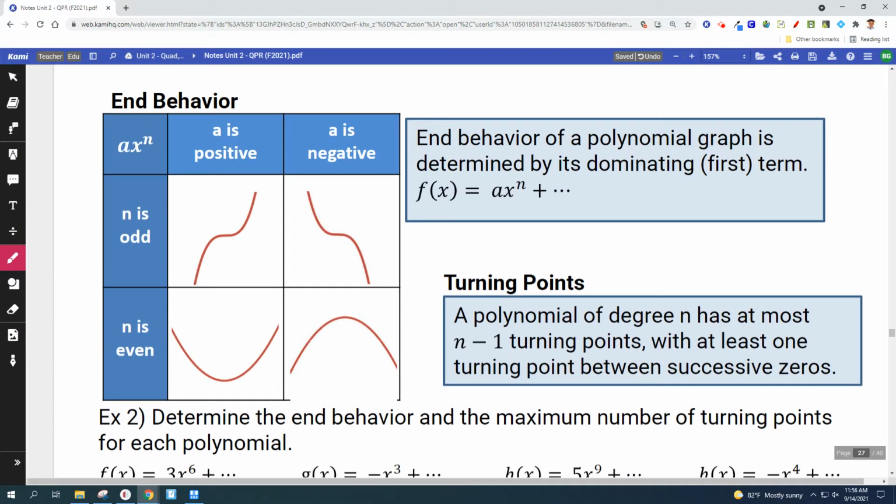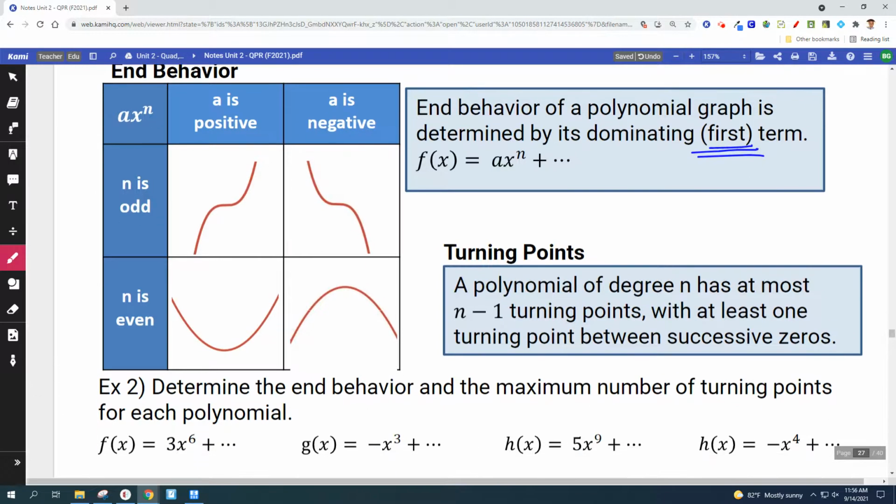End behavior of a polynomial is determined by its dominating or first term. So if you look down at example 2, the first term is just whatever this thing is right here. You look at that and you can tell what the graph does at the end. And there's only 4 possibilities for a polynomial. Positive number, odd power; negative number, odd power; positive number, even power; negative number, even power. It's only those 4 possibilities for what the end behavior of the graph looks like.